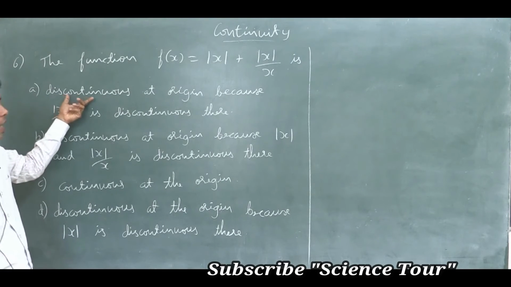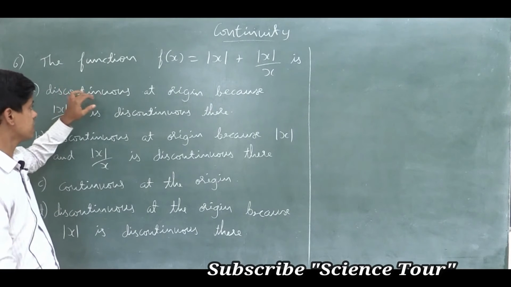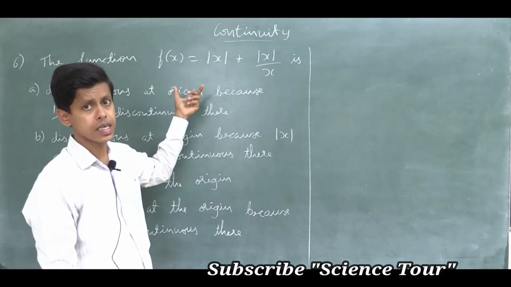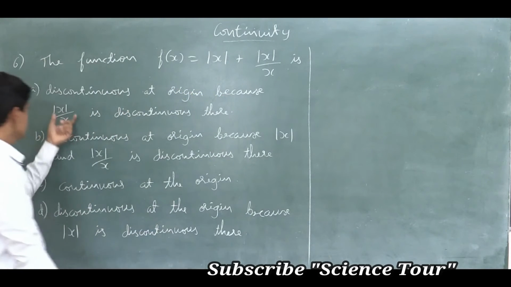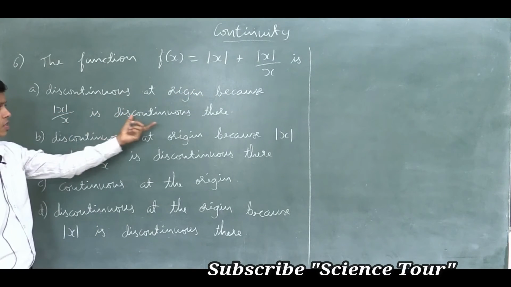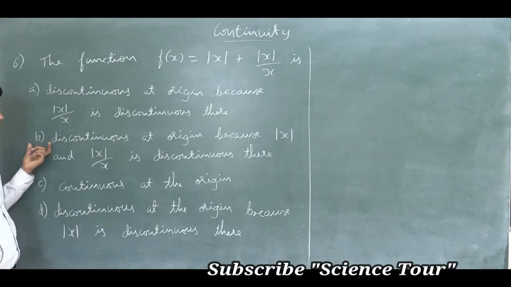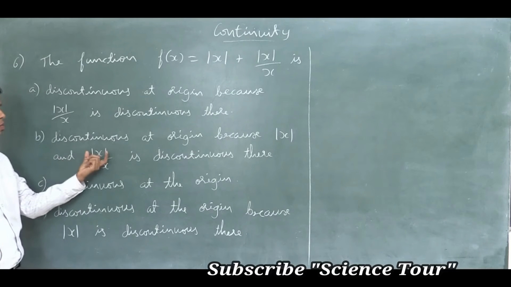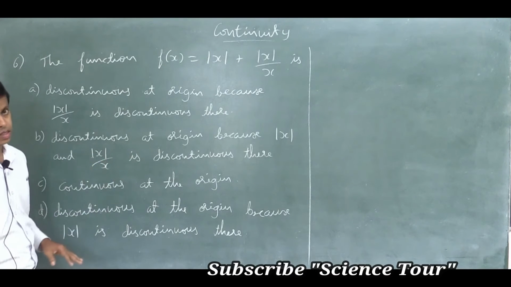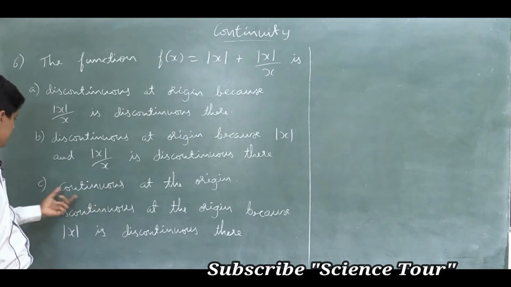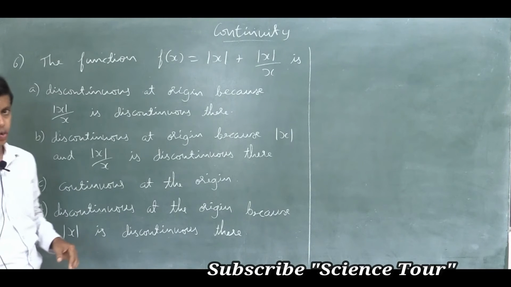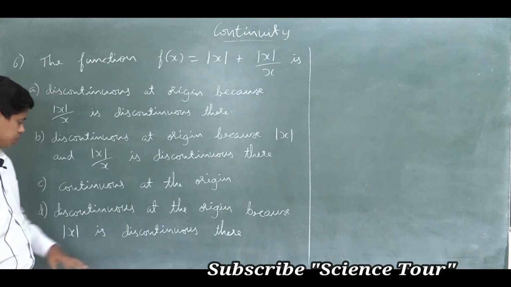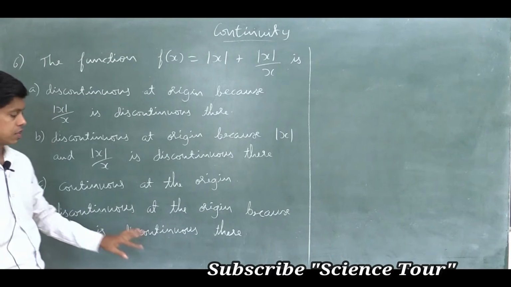First option says that the function f of x is discontinuous at origin. What do you mean by origin? At x is equal to 0, because modulus of x divided by x is discontinuous there. Option B, discontinuous at origin because modulus of x and modulus of x by x is discontinuous. Then option C, continuous at the origin. Alright, and the fourth option, discontinuous at the origin because mod x is discontinuous there.